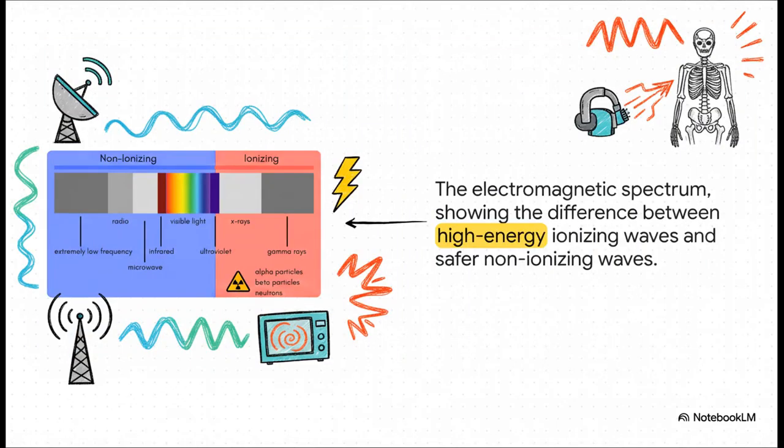And this diagram just illustrates that concept perfectly. See the whole electromagnetic spectrum laid out here? Way over on the right, in that ionizing part, you've got your heavy hitters, X-rays and gamma rays. But then look way over to the left, in the non-ionizing section. That's where you find the much, much lower energy radio waves used in things like MRI. It's all about picking the right tool, the right energy level, for the right job.